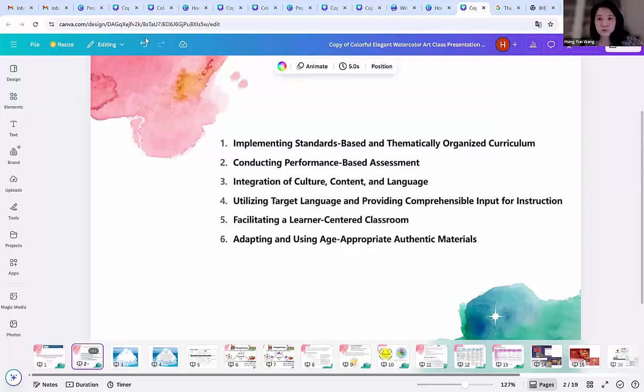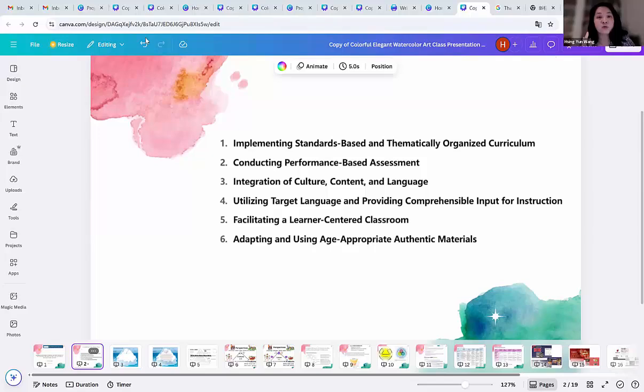I will read very quickly through these 6 principles. The first one is implementing a standards-based, thematically organized curriculum. This is kind of complicated for me to learn as well, but it can be related to backward design and can-do statements. The second is conducting performance-based assessments, more like a presentation for students, like what I'm doing right now. The third is integrating culture, content, and language, which is what we have been doing.